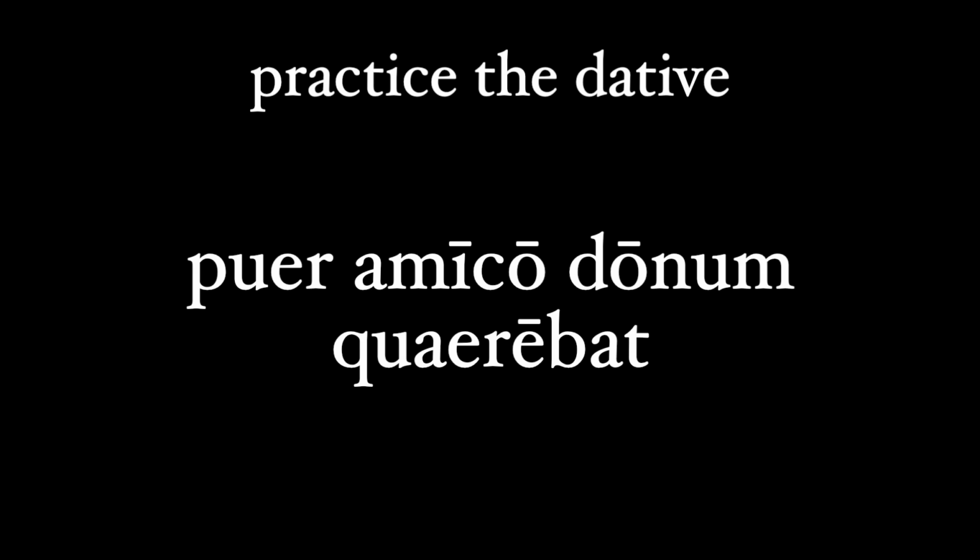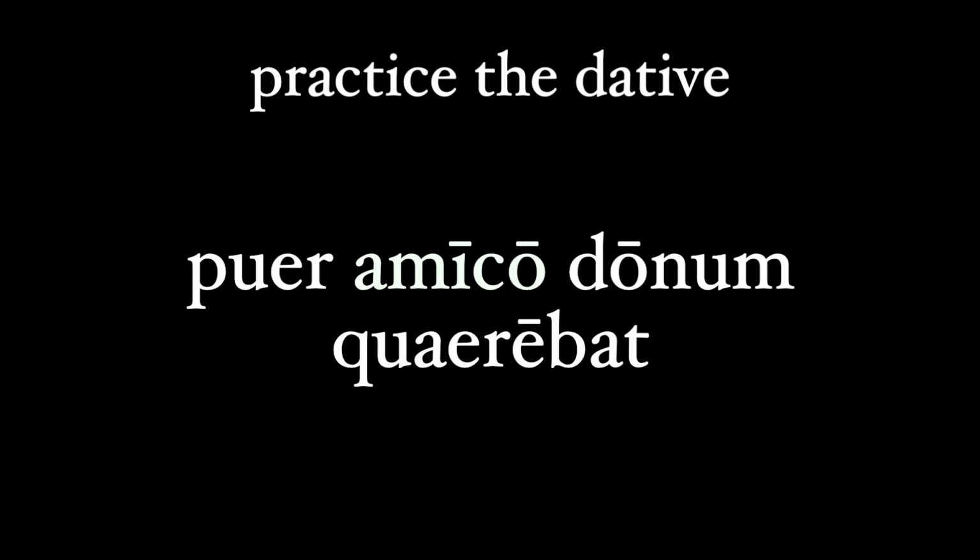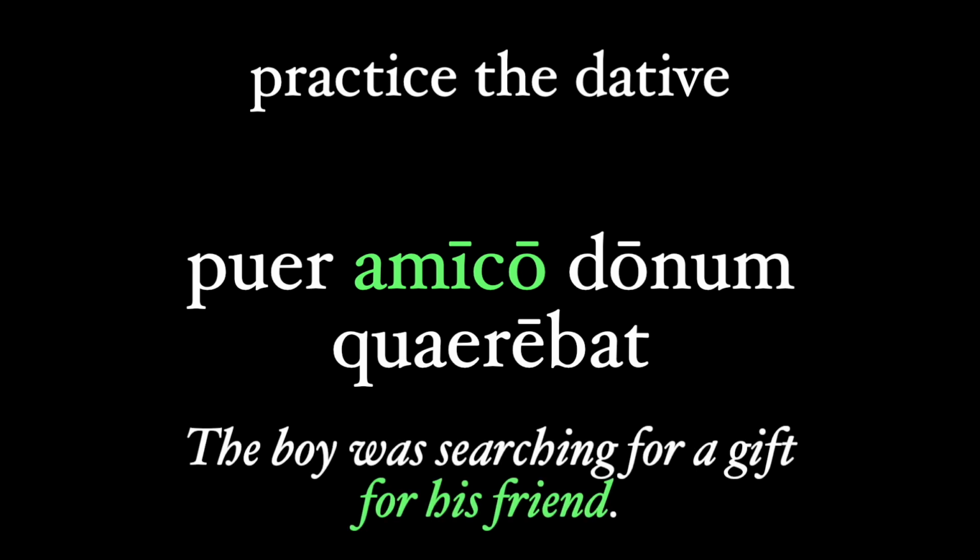Okay, here's another one. Puer amico donum quaerebat. Okay, our dative here is amico, and the "for" translation works better than the "to" in this sentence. The boy was searching for a gift for his friend. Be careful about this word quaerebat. It literally means "was searching for," and so that "for" is different than the "for" we would use in our dative translation, for his friend.